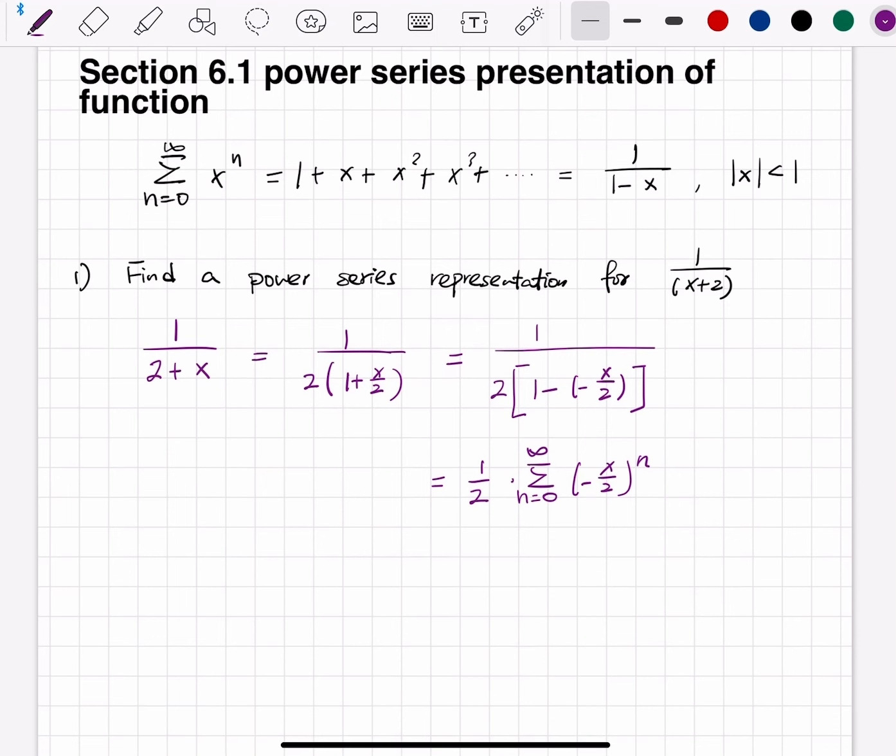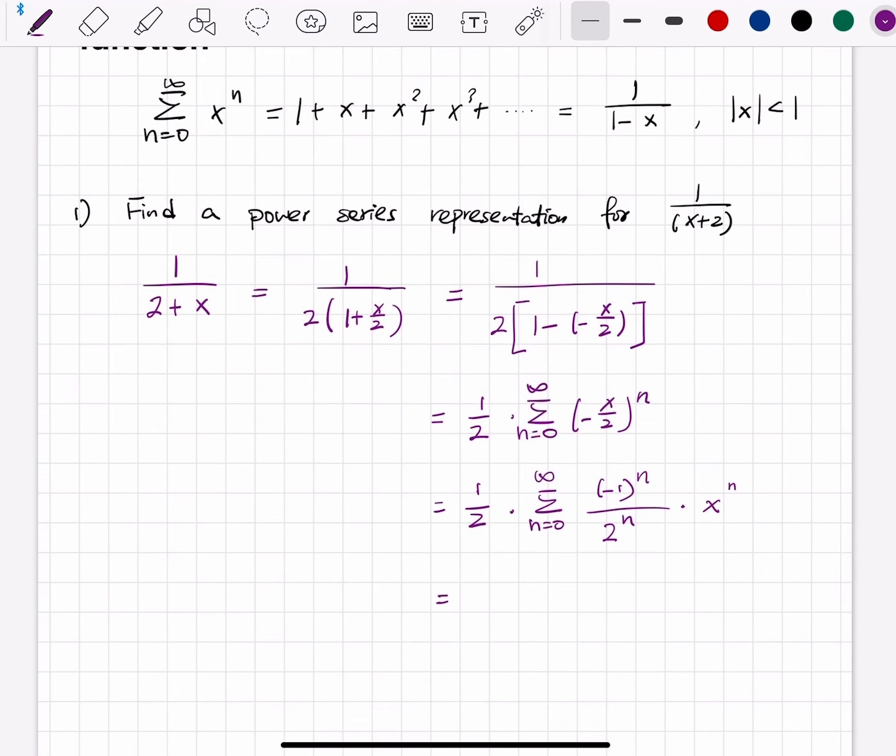In other words, I can even break it down: 1/2 times the summation n equal to 0 to infinity of negative 1 to the nth power, and then I have a 2 to the nth power in the denominator, and then I have x to the nth power. Then the 2 to the nth power and the 1/2 in the front can be combined together to 2 to the n plus 1 power.